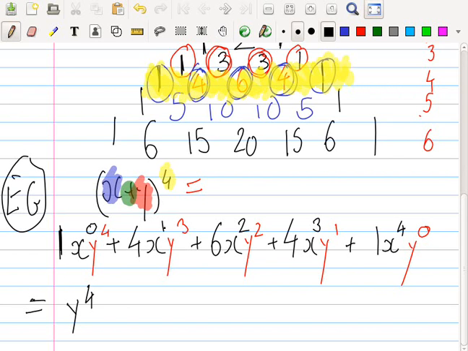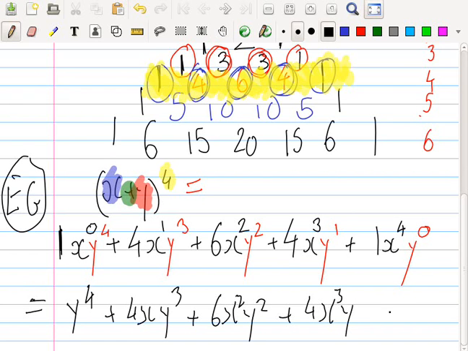Okay, x^1 is just x, so that would be 4xy cubed plus 6x squared y squared plus 4x cubed y, and then y^0? 1. And that's the answer then. I actually haven't given you the vocabulary here, but what's the name of this thing here? Does anyone know? It's called a binomial, yeah.